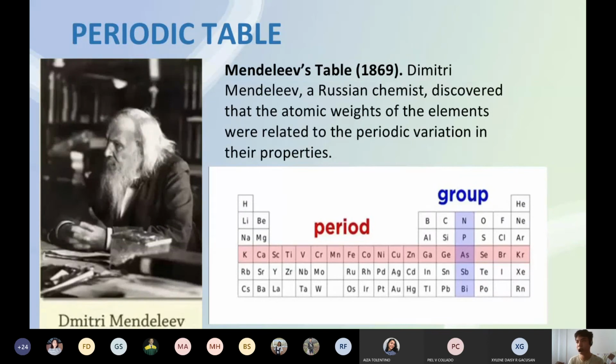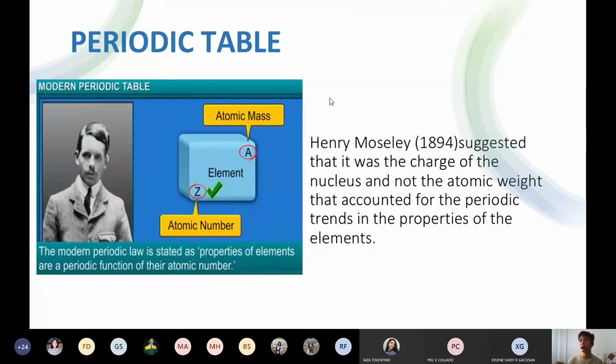And he was even able to predict some of those elements. So what he did is that he arranged the elements on atomic weights and then arranged them into families and periods. But according to Henry Moseley, it would be better if you arrange your periodic table in terms of the atomic number instead of the atomic weight. Okay, so Mendeleev followed, and then we have our modern periodic table.